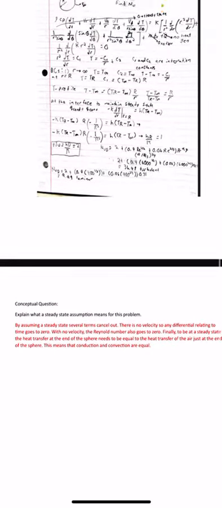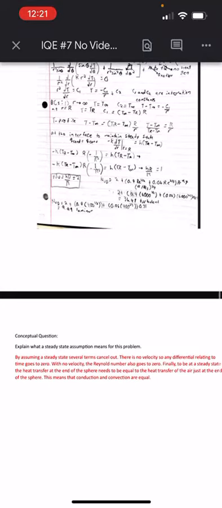And then the conceptual question is building off the calculation question, and it's asking, what does the steady state assumption do to this problem? And it cancels, again, a lot of the things out. So there's no velocity in the differential. That all goes to 0. And then the Reynolds number in the first part of the problem goes to 0.